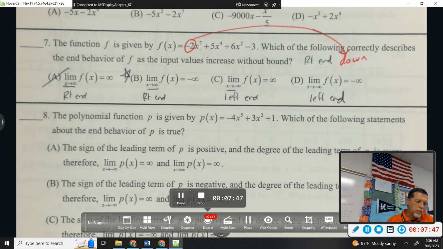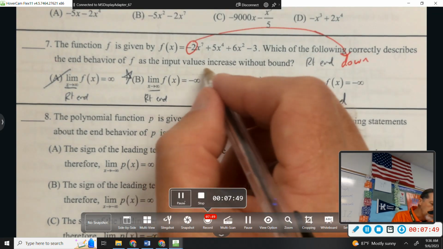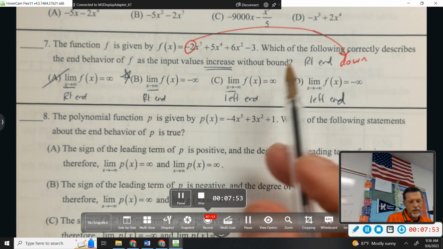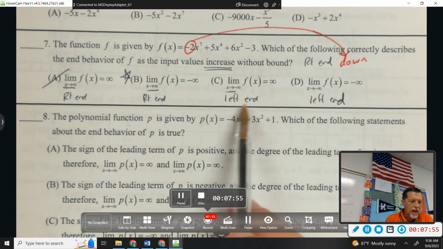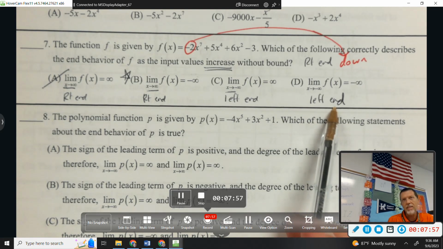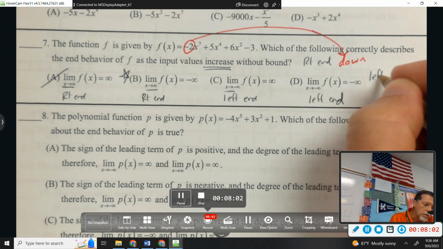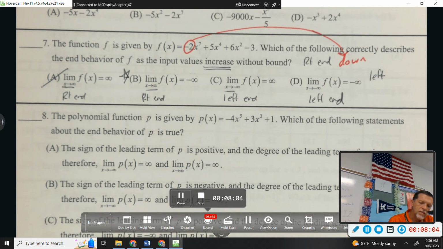Now the way that's worded, as the input values increase without bound, that means I'm going to the right end. That doesn't mean I want to know what's going on at the left end. Let's go ahead and answer it just to remind ourselves. So what would the left end be doing? Up or down?